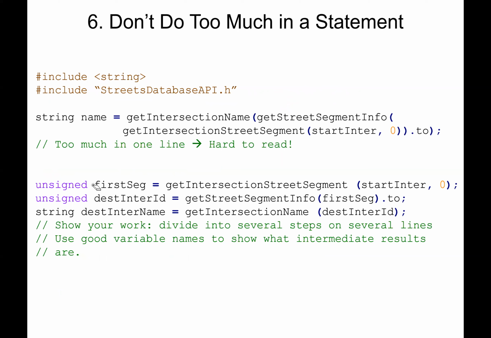Another rule is don't try to do too much in a statement. So we talked about this in the tutorial. Some temporary variables are helpful. Too many can be harmful. Here's an example where we don't have enough temporary variables.